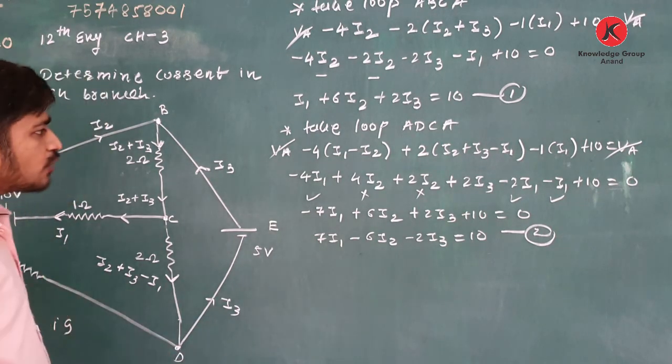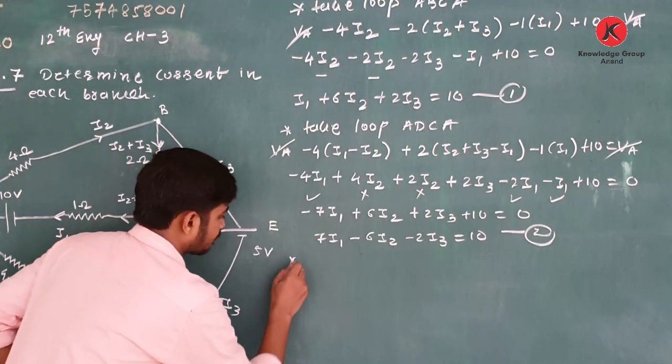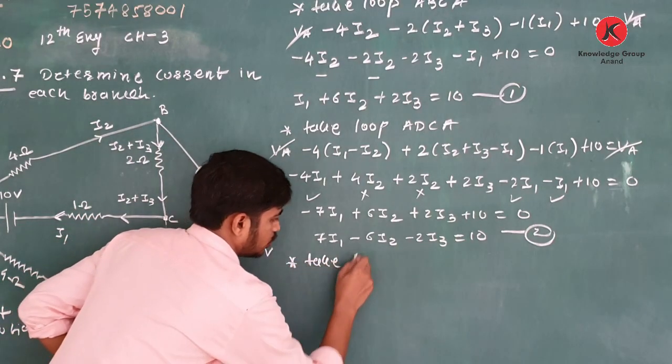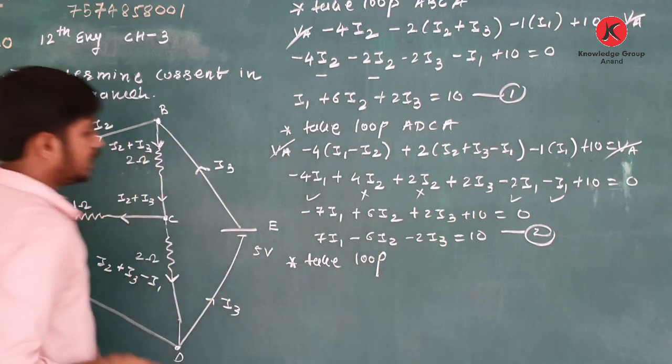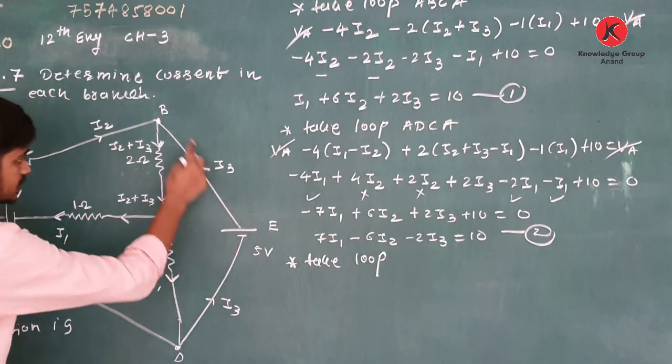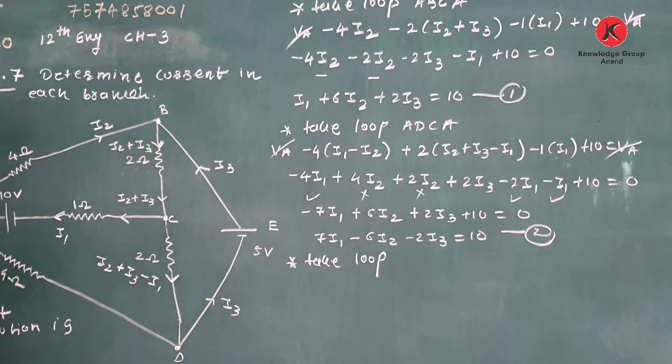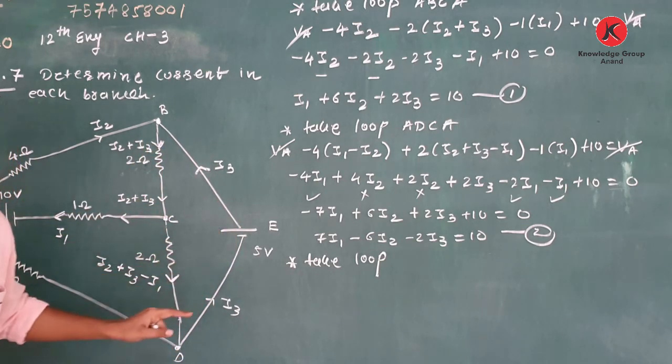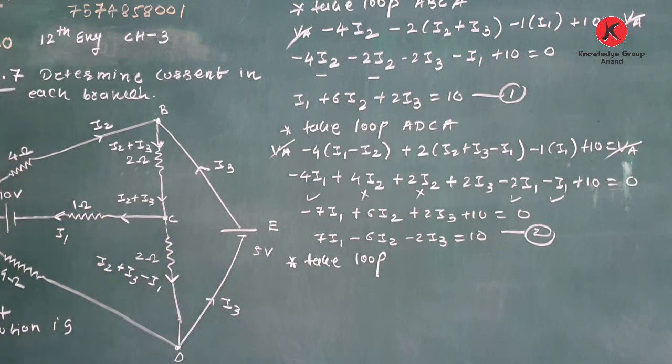See, what we will do, we have to consider another loop. Which loop will we consider? Yes, we will consider the shortest loop. And which one is shortest? A, B, C, D, done. A, B, C, A, done. The shortest route is, yes, this one, having only 2 resistances and 1 cell. So yes, we are taking this loop.